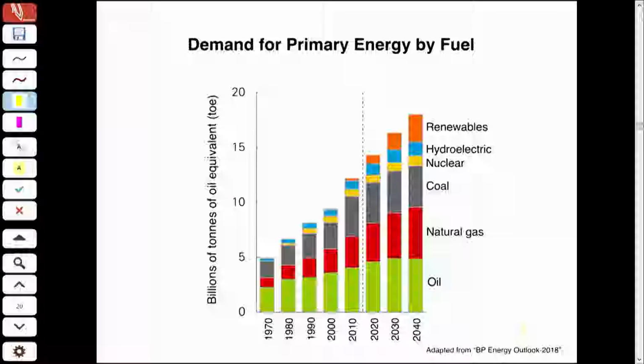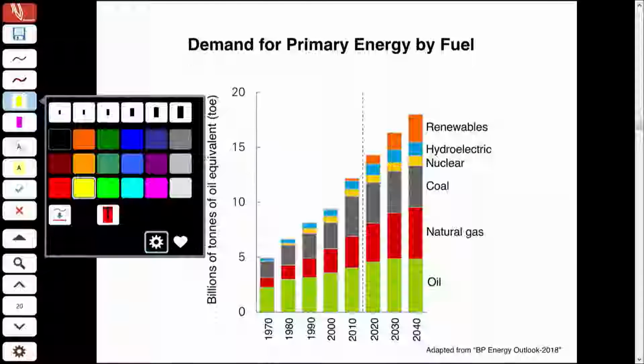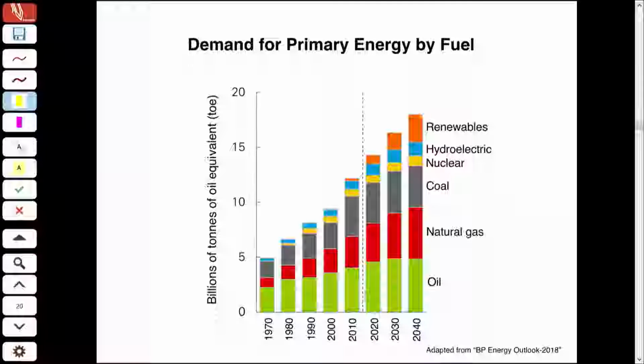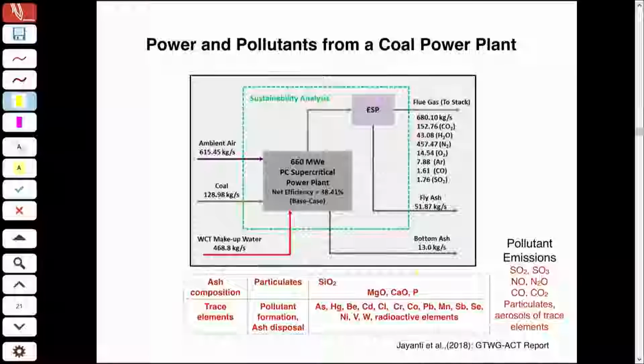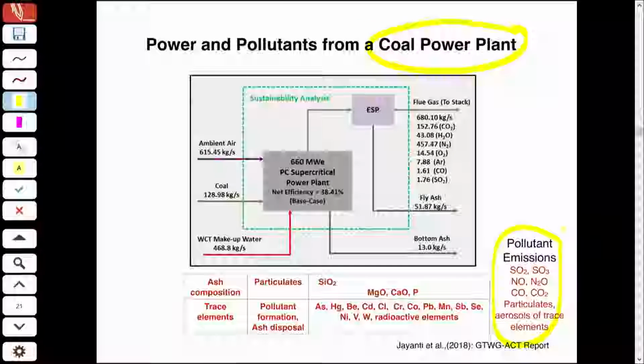In the first lecture we looked at how the energy demand has been increasing year by year right from the 1970s and how it is expected to increase for the coming several years, and also how most of the energy has been coming and is expected to continue to come from fossil fuels: coal, natural gas and oil. And we also saw that when we draw energy from a coal power plant, we have a number of emissions in terms of sulfur dioxide, nitric oxide, carbon monoxide, carbon dioxide, particulates and aerosols of trace elements, all of which can give rise to a number of immediate health and environmental problems.